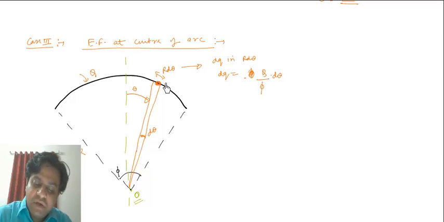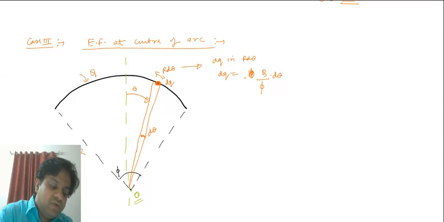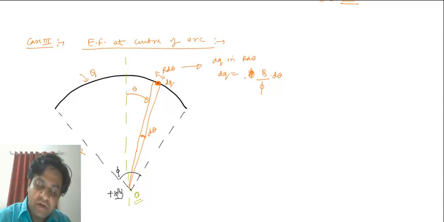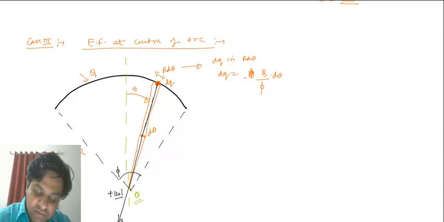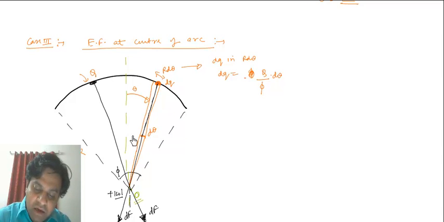This dq charge, which is present in this small d theta angle, will exert a force on this +1 coulomb kept here in this direction. The force due to this dq will be in this direction, df. Same way I'll get another dq which will exert force on this +1 in this direction. So these are the two df forces. I took this angle to be theta. This will be theta. This will be theta.